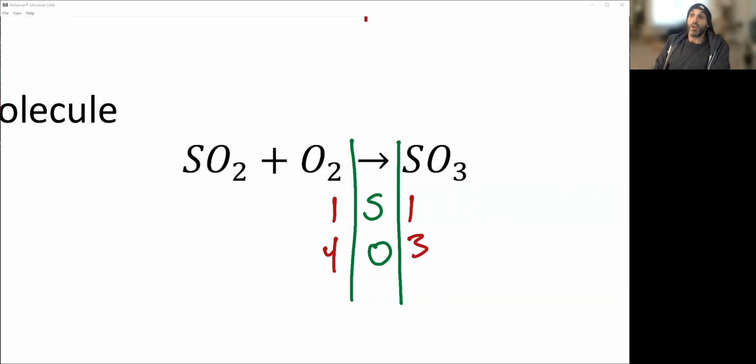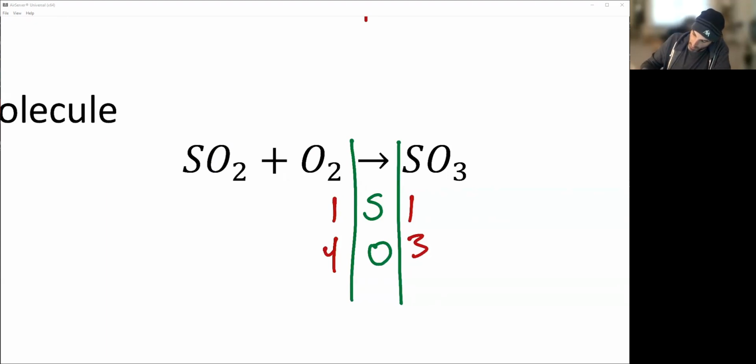Okay, let's balance this out. So I have an equal number of sulfurs. Good, we can move on. So I just did sulfur. Now let's check oxygen. I have 4 oxygens on the left and I have 3 on the right. I need 1 more oxygen on the right. Again, all I'm allowed to change are coefficients.